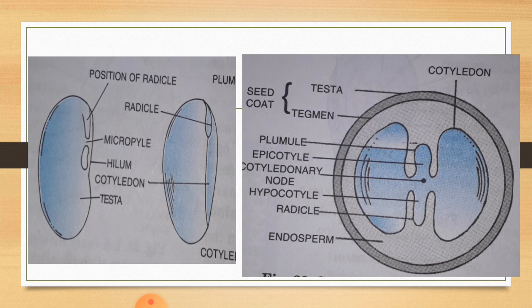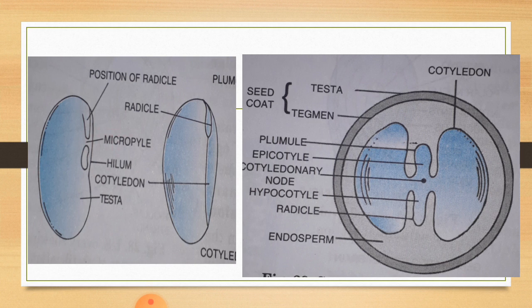The surface of the seed possesses a fine pore at one end. It is called micropyle. Now, so far as the seed is concerned, it has a fine pore at one end. This sort of pore is called a micropyle.